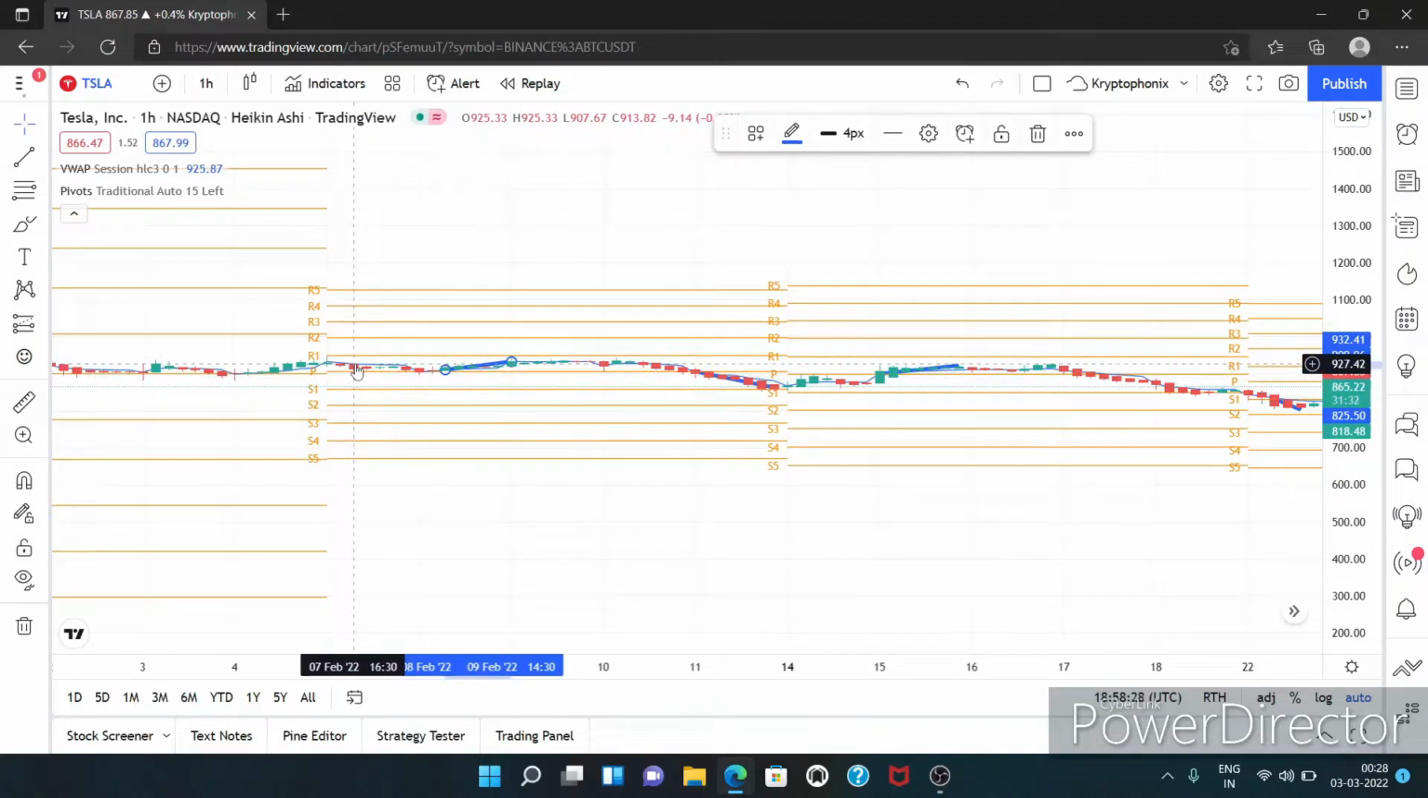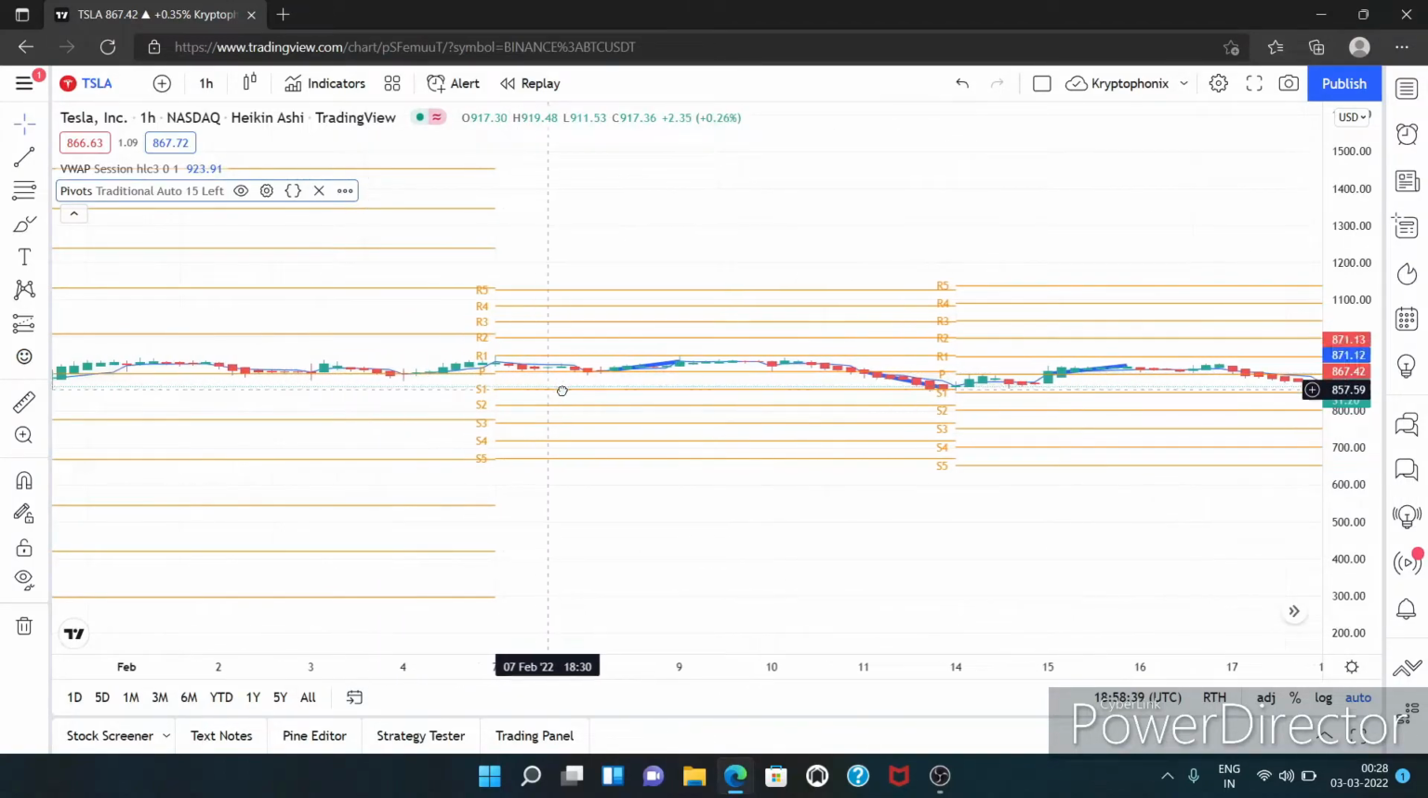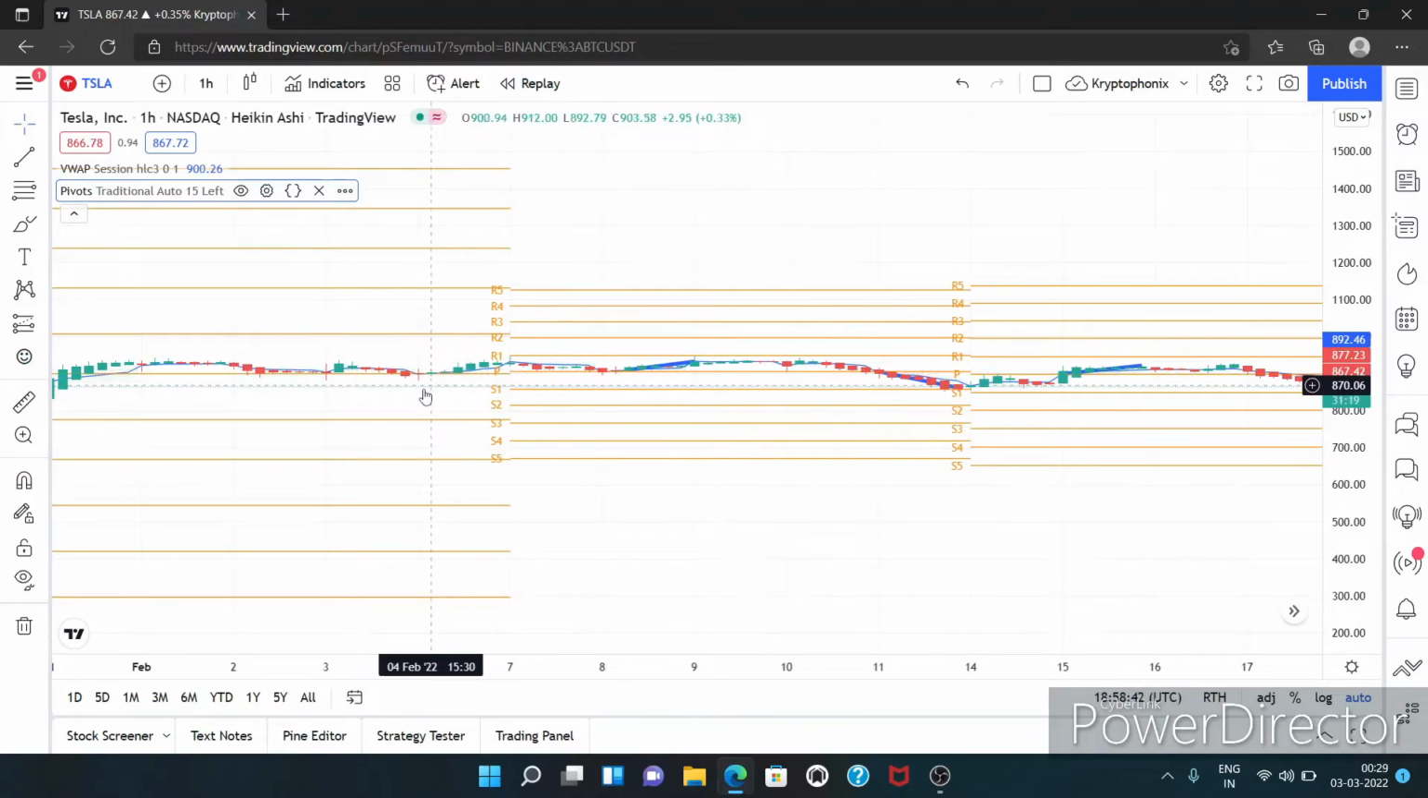Okay, so look over here. The price is below the VWAP. Over here, the price is below the VWAP, but the lower line is not broken. No trade point.